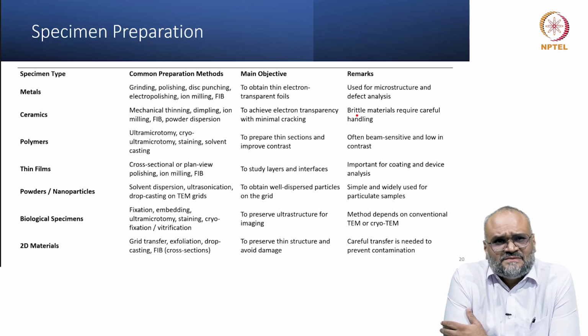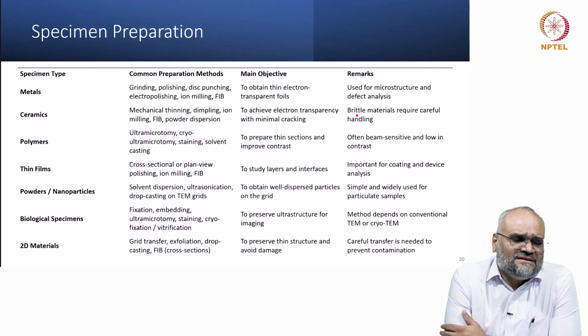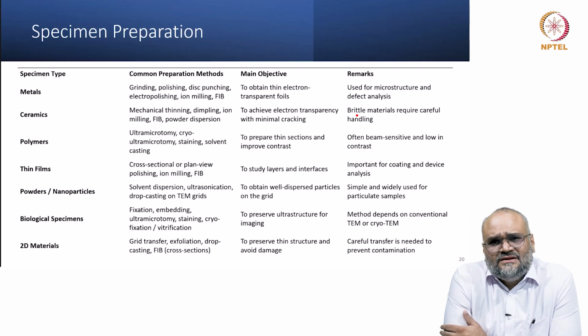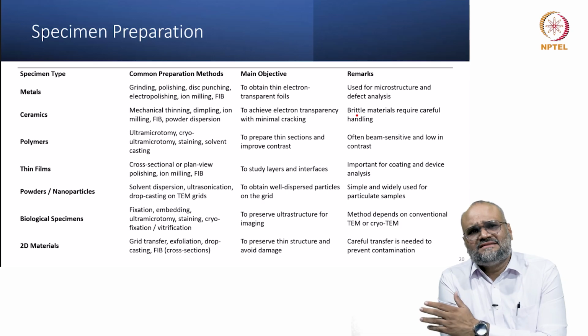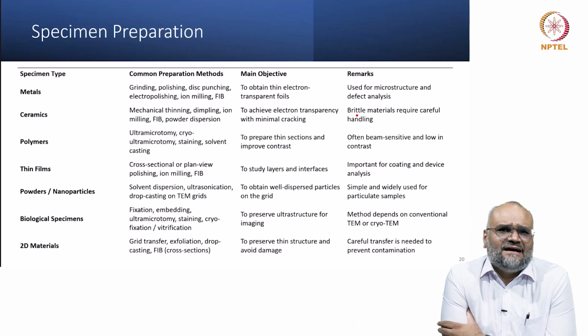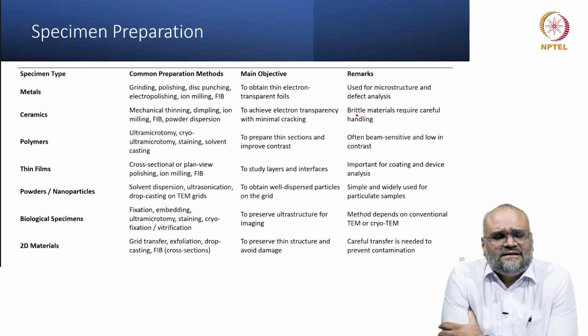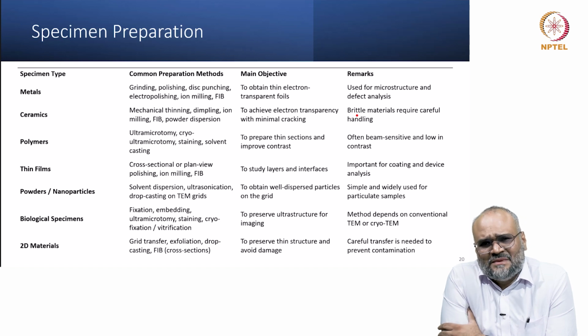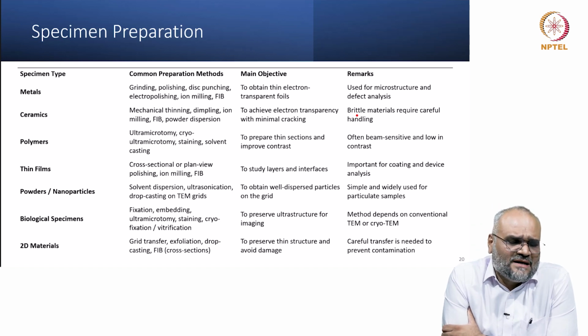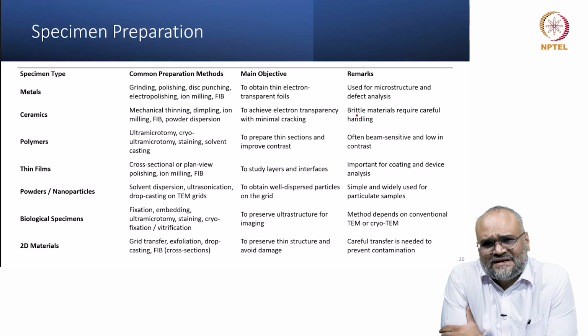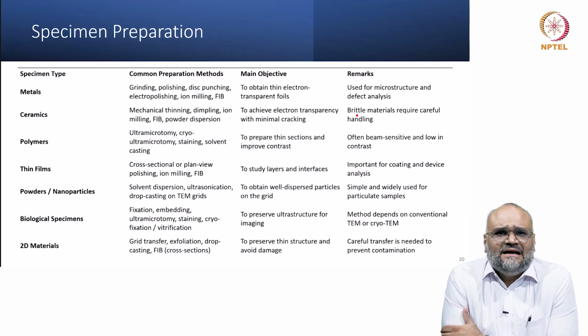In biological specimens, you typically use fixation, embedding, and ultramicrotomy. You use some kind of polymer resins, or in some cases aldehydes or formaldehyde fixation, and then you can section these biological samples. Depending on which kind of material you are studying, you can also use cryo ultramicrotome, or there is a methodology called vitrification, which we briefly touched upon, and these are primarily used for conventional imaging or also cryo TEM methods.